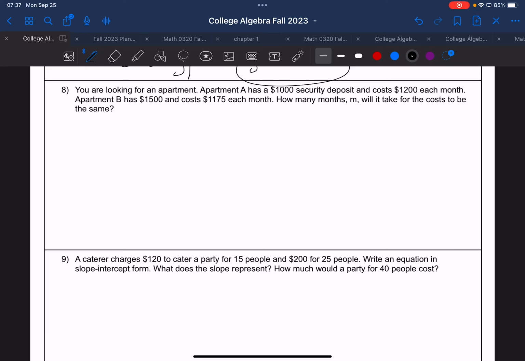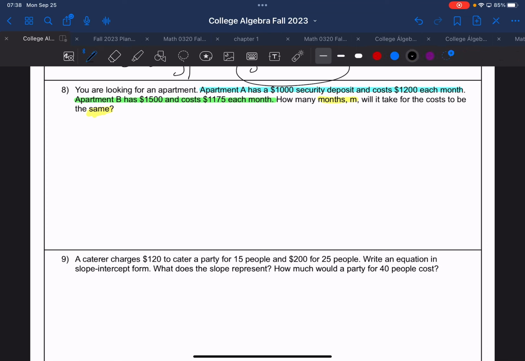Okay, number 8 says you're looking for an apartment. Apartment A has a $1,000 security deposit and costs $1,200 each month. So that looks like our first equation. Apartment B has a $1,500 security deposit and costs $1,175 each month. Second equation. It says after m months, so it gives us our variable. Will it take for the cost to be the same? So we're setting them equal to each other.